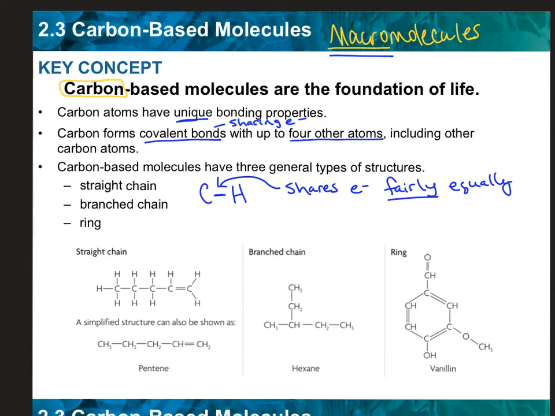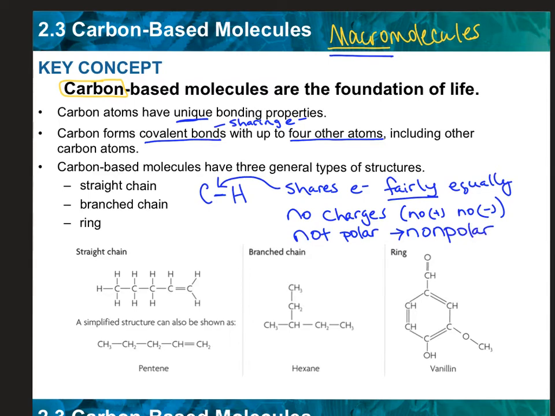So if there's a fairly equal sharing of electrons, then there are no charges. There's no positive, no negative charge. And if there are no charges, what does that mean? That means that the molecule is not polar. In other words, we say non-polar.